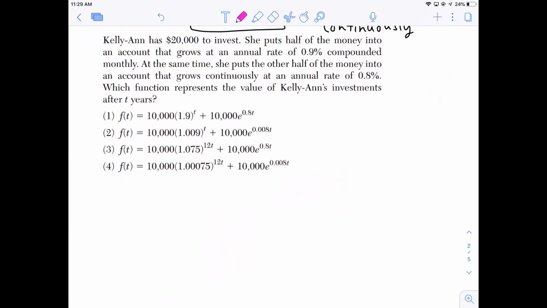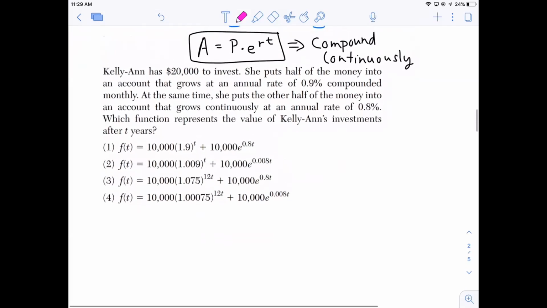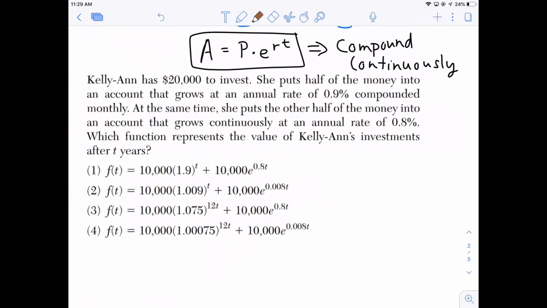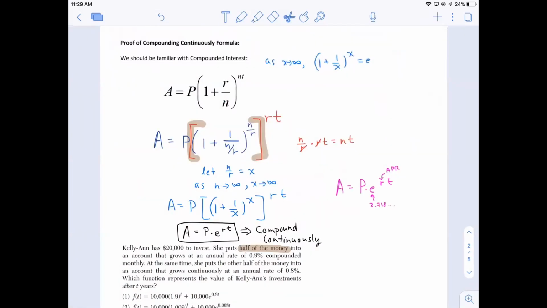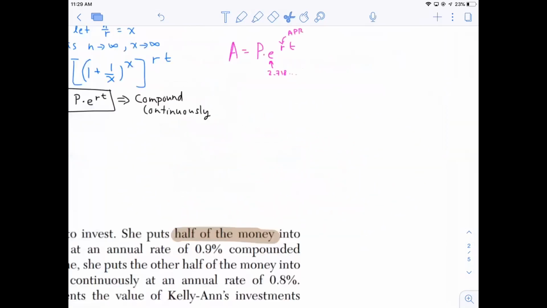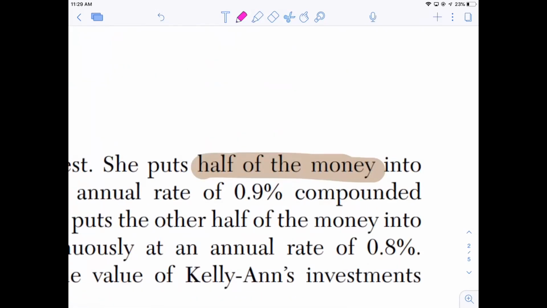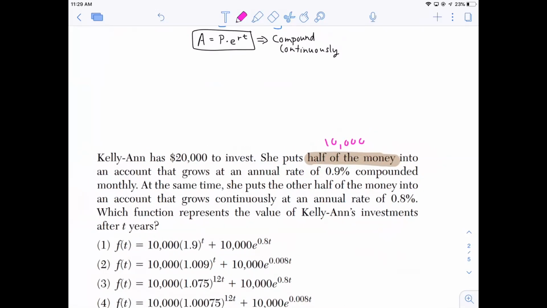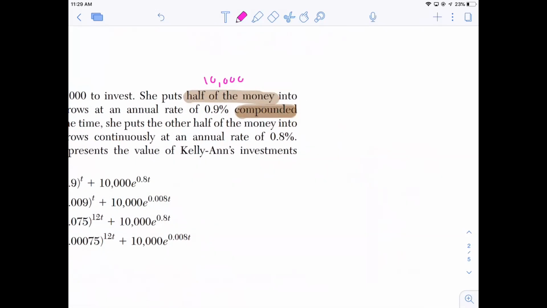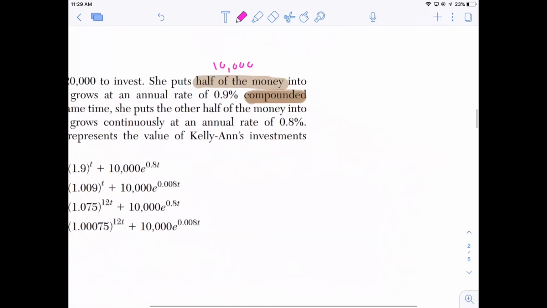Kellyanne has $20,000 to invest. She puts half of the money into an account that grows at an annual rate of 0.9% compounded monthly. This is a Regents question, by the way. So she's investing 20 grand. Half of 20,000 is, all right, good job, guys, $10,000. So she's putting $10,000 into an account that grows at an annual rate of 0.9%, and this is compounded monthly. So it's not just giving us 0.9% once a year. They're giving us 1/12 of that interest rate 12 times a year.